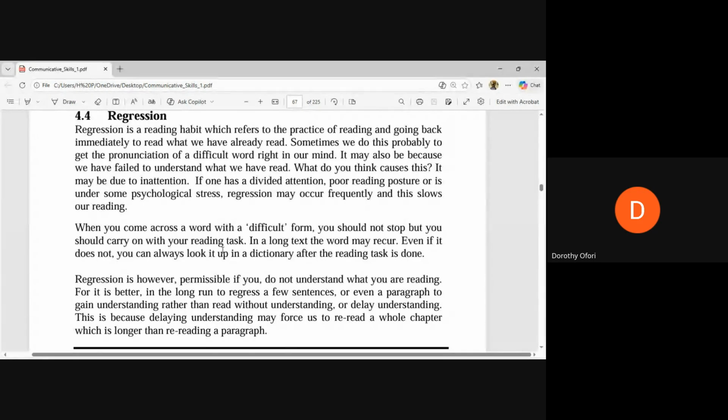But when it is occurring a lot, so you are reading a paragraph and within the paragraph you have repeated words four or five times, then it becomes a reading fault.